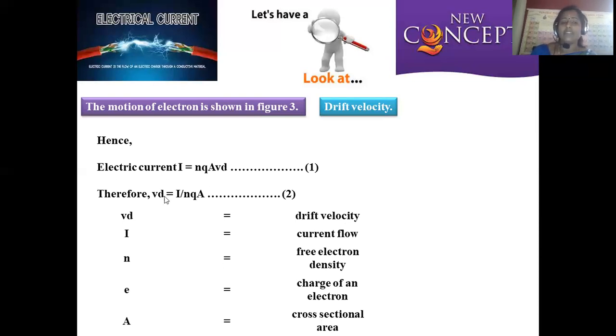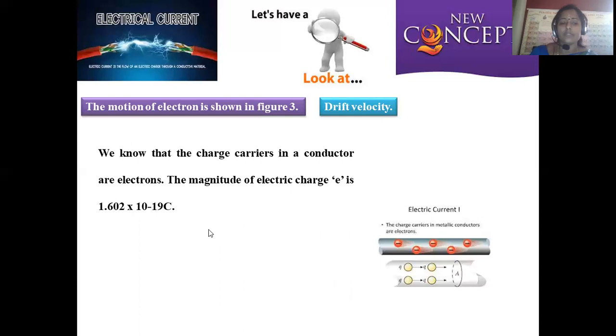Now, the equation can be written if we want to determine the drift velocity or drift speed of the given electrons present in the conductor. Vd is equal to I by nqA. So this is an alternative representation of this formula. Quantitative determination is possible if we apply all the known parameters in this equation. We know that the charge carriers in the conductor are electrons. Obviously, current flows in a conductor from one region to another because of the flow of electrons.